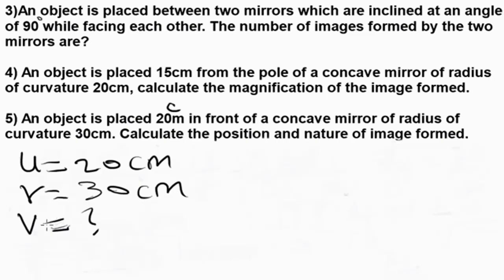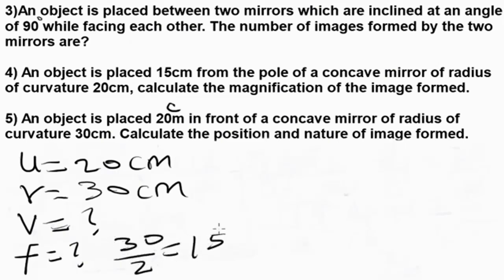Now to calculate the nature of the image formed and its position, we need the focal length and the image distance. The focal length is unknown, so to get it, it is the radius of curvature divided by 2. 30 over 2 gives us 15. Now let's use the mirror formula: 1 over f equals 1 over u plus 1 over v.